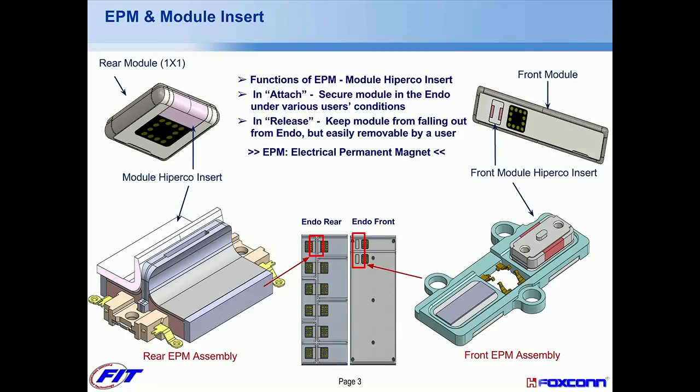So that will generate the holding force between the insert and the EPN, the pole. In the attached state, this force secures the module in the endo under various user conditions. But in the release state, this force keeps the module from falling off the endo, but it is easily removable by the user.